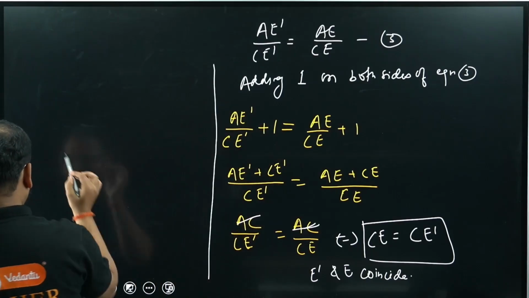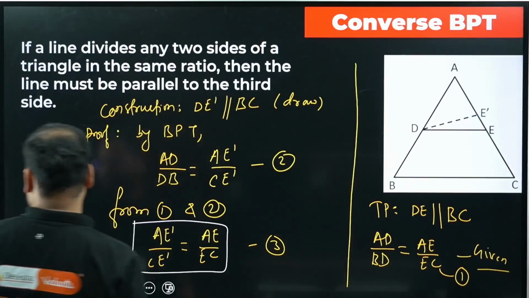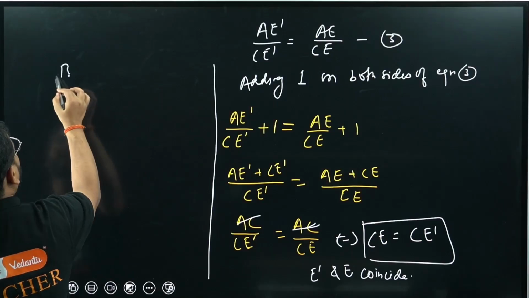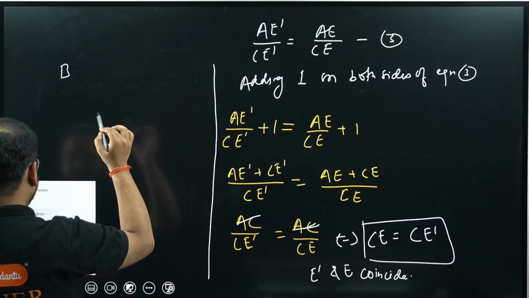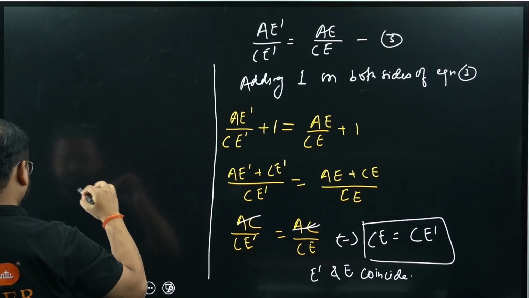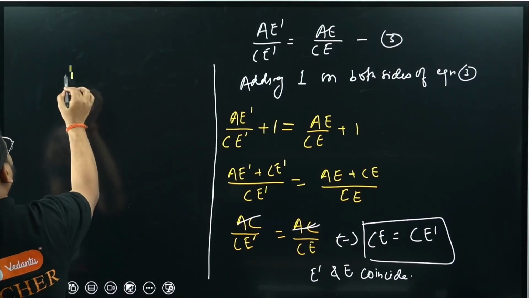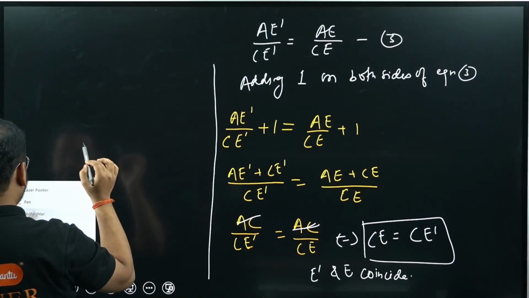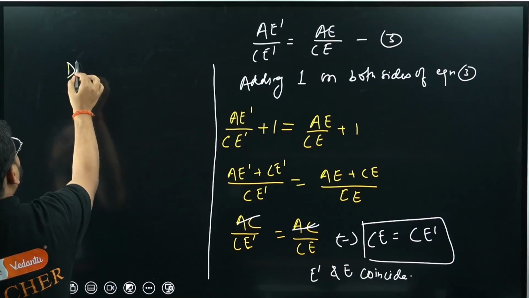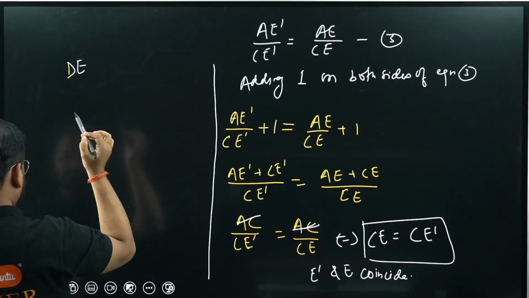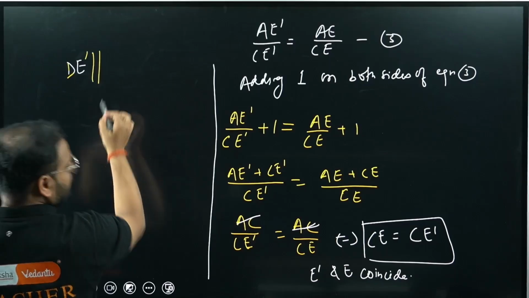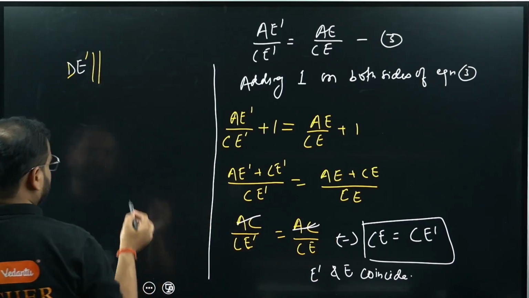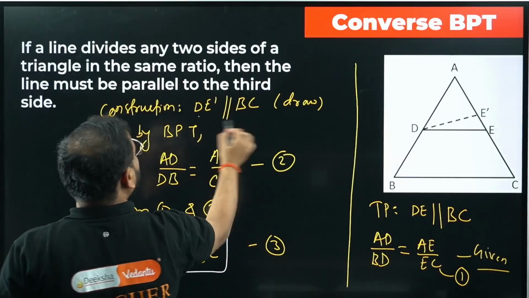We had this condition. We had DE dash parallel to BC. Please check from the construction, DE dash parallel to BC.